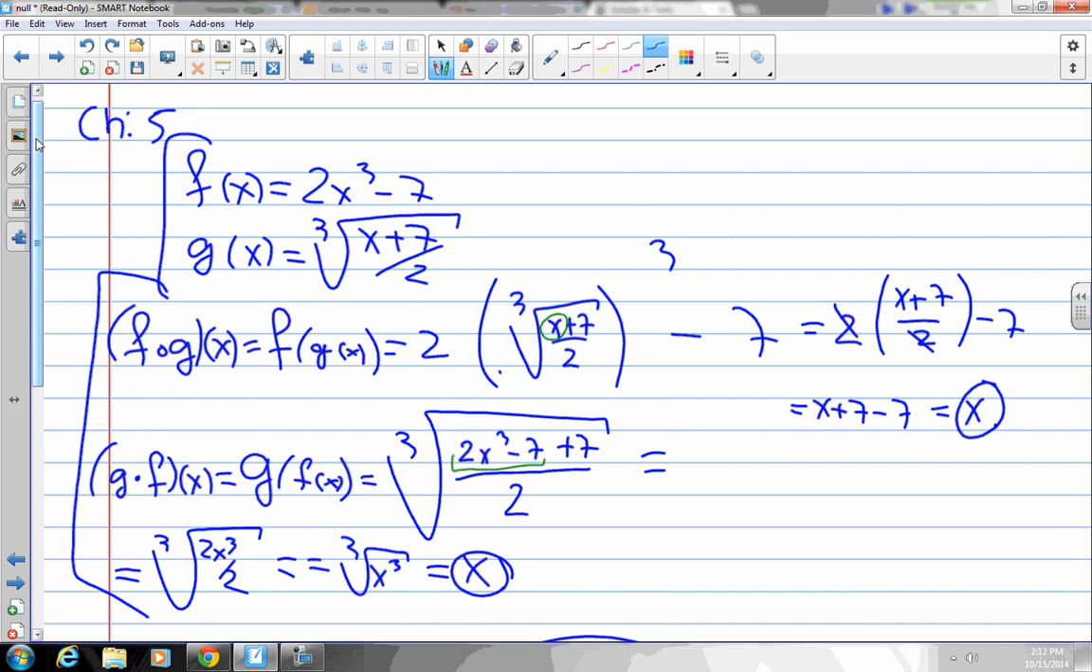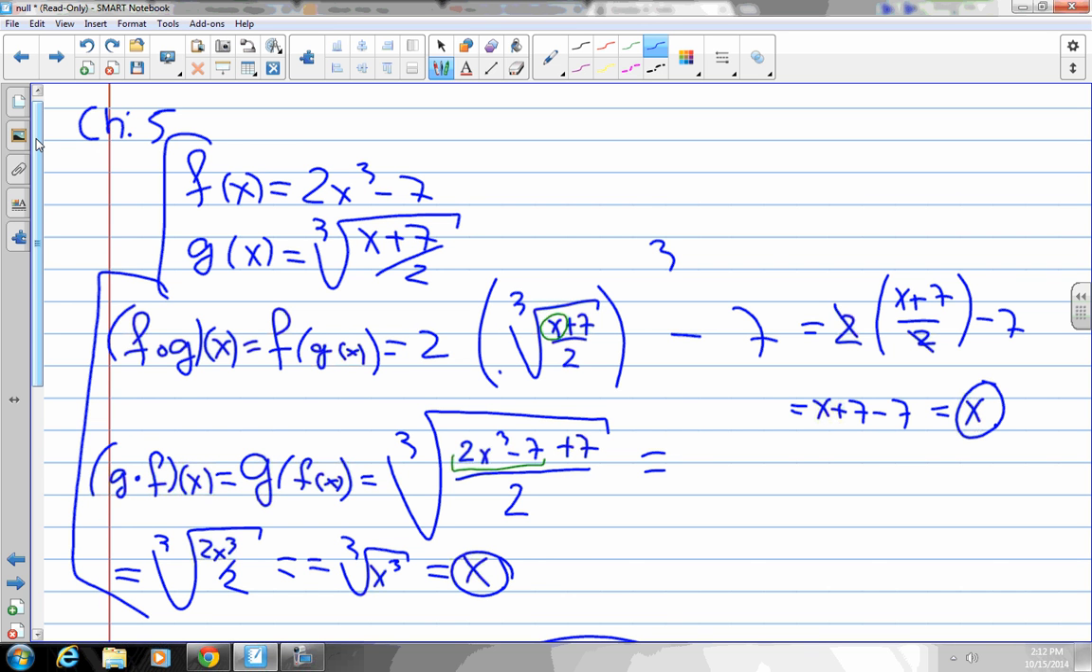These functions are inverses of each other. One is the inverse of the other. So it does the exact opposite of whatever the other function is doing. If you think about this, the exact opposite means opposite operations, opposite order of operations.